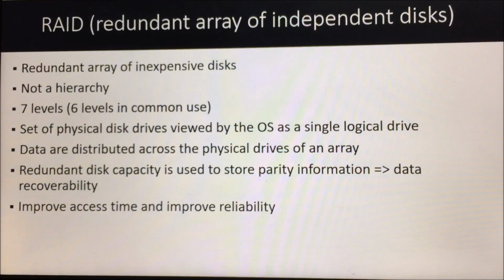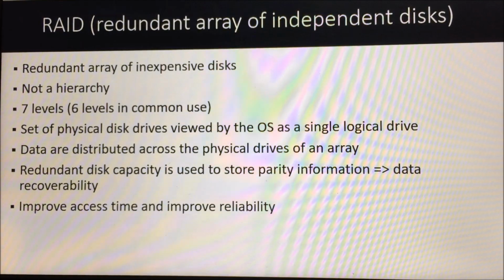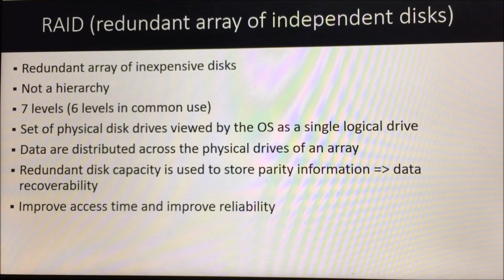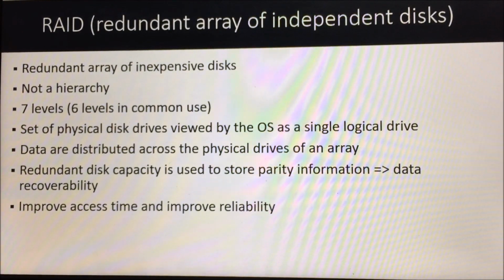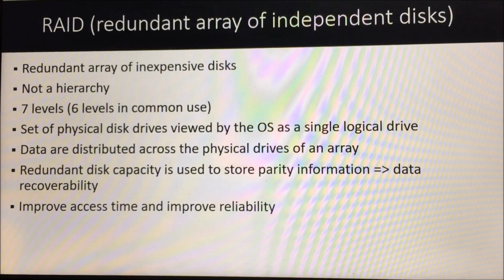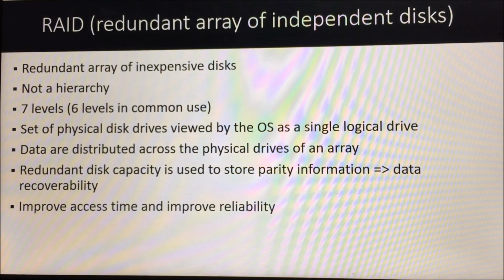For redundant disk capacity, in order to store some redundant data, we require some extra disks. This redundant data will help us recover the data when there is damage or loss of data. So RAID actually improves the access time and also improves reliability.